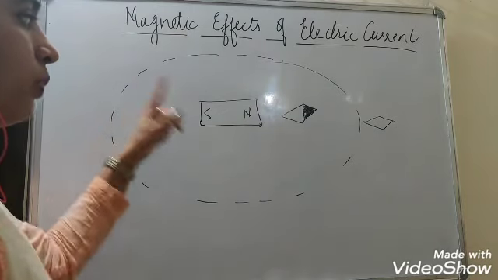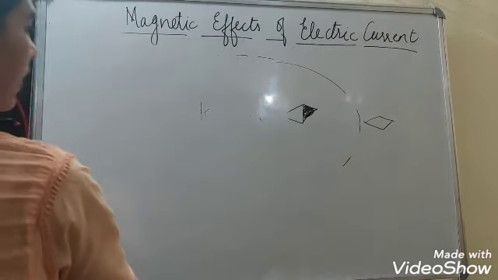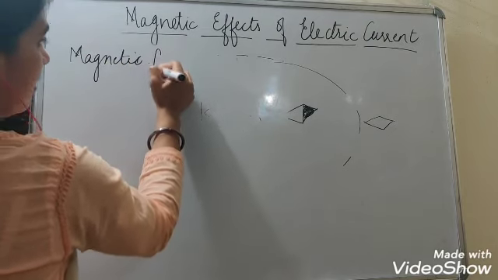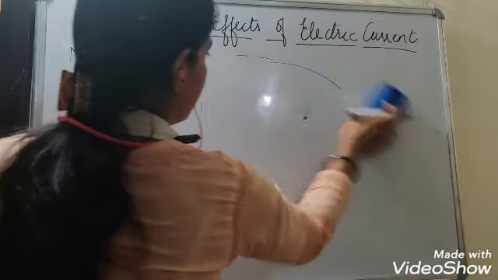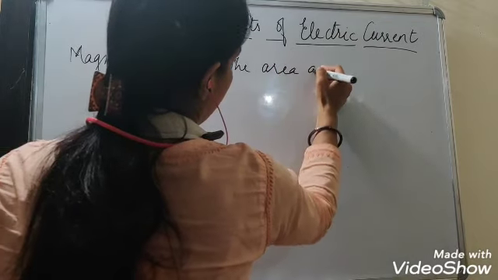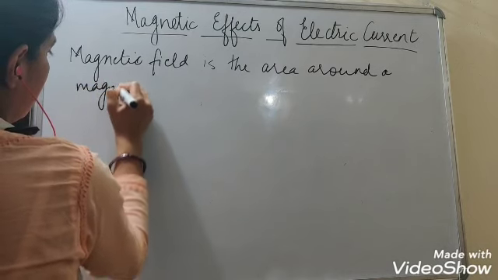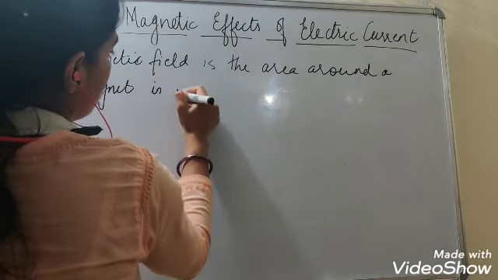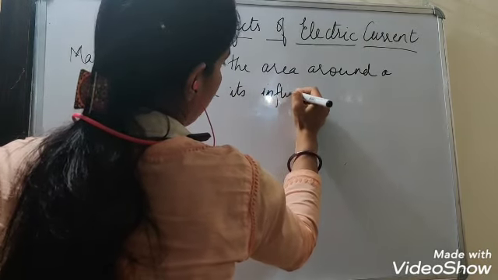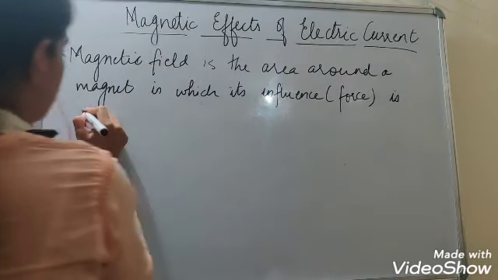So this area around the magnet is known as its magnetic field. So how do we define magnetic field? A magnetic field is the area around a magnet in which its influence, what kind of influence? Its force is experienced.